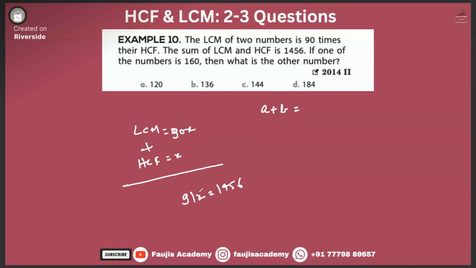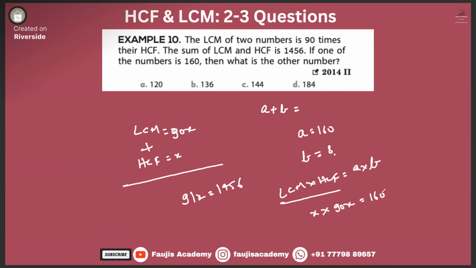Sum of LCM and HCF is this much. One of the numbers, let's say A is equal to 160, then B is equal to what they have asked. We also know that LCM into HCF is equal to the product of those two numbers. LCM into HCF, that means X into 90X, which is equal to 160 into B. That means 90X square is equal to 160B.